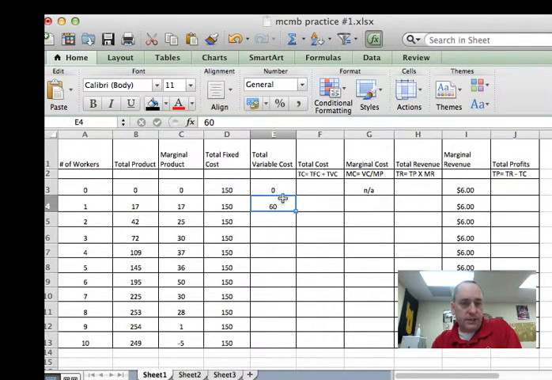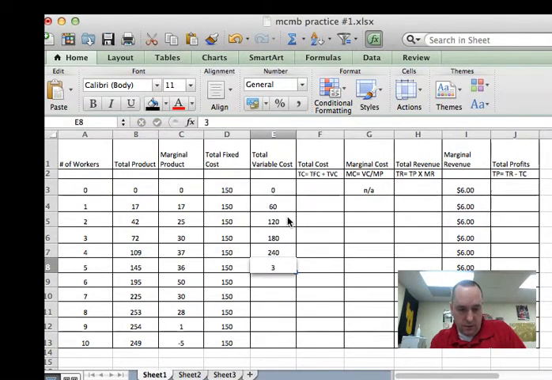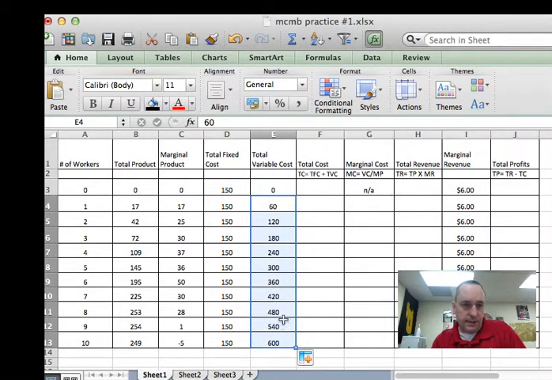Total variable cost. In this situation, we're just going to increase it by that amount every single time. So I'm going to go 120, 180, 240, 300, 360. Then actually, there's a really easy way to do this. Since I'm doing a pattern, I can just highlight that, go here, drag it down, and it does it automatically for me because I'm adding 60 every time.